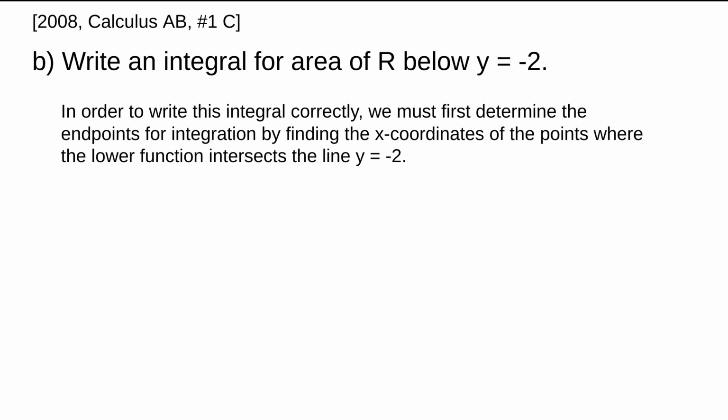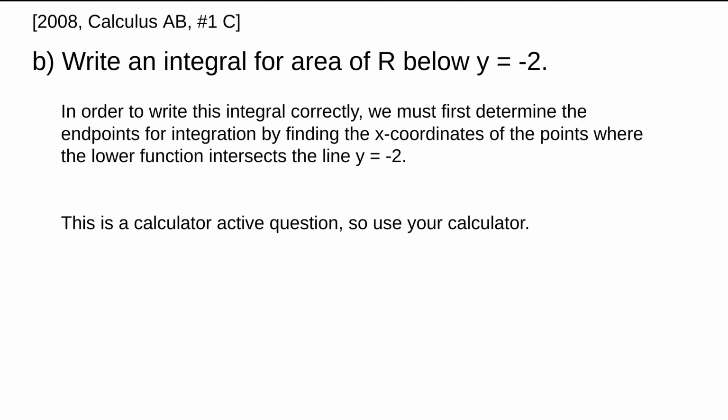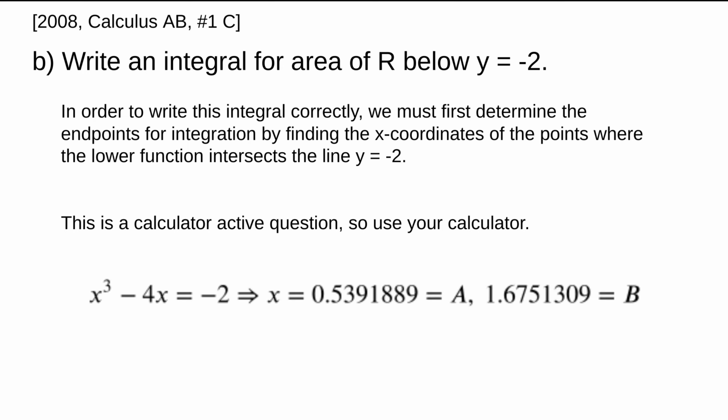So we have to do that, and since this is a calculator question, we can find these points of intersection using our calculator. When is the function in question going to equal -2? Well, x cubed minus 4x equals -2. If you use your calculator, you get two solutions. X equals 0.53918889, which we're going to call A, and x equals 1.6751309, which we're going to call B. Those are the bounds of integration that we need.